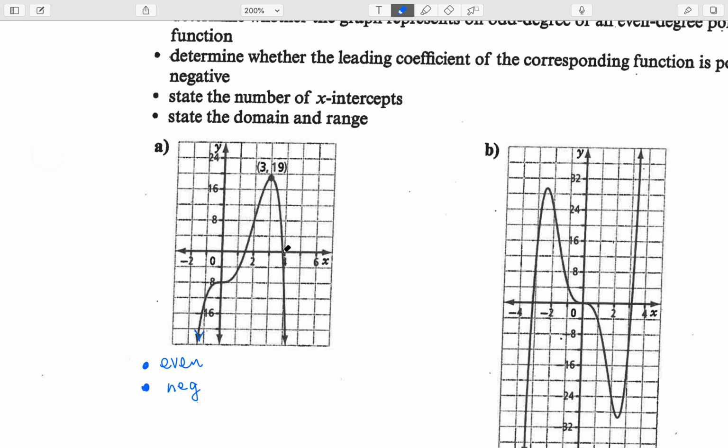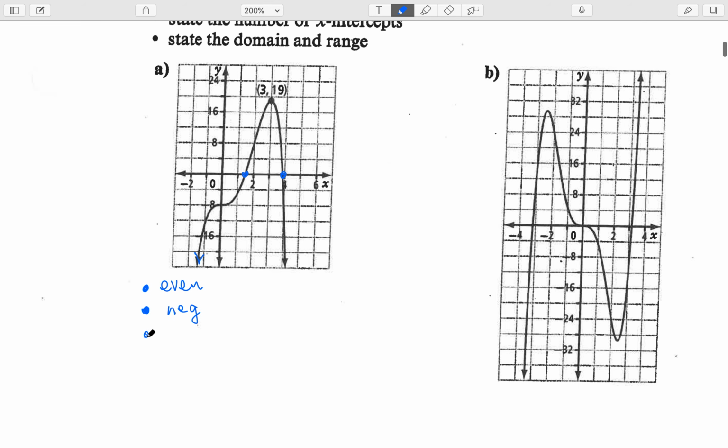State the number of x-intercepts. 1, 2. There's 2 x-intercepts. These are both single roots, right? Because they cross right over, and it doesn't really change its concavity. Something like this would be, but no, there's 1, 2. There's only 2 of them.